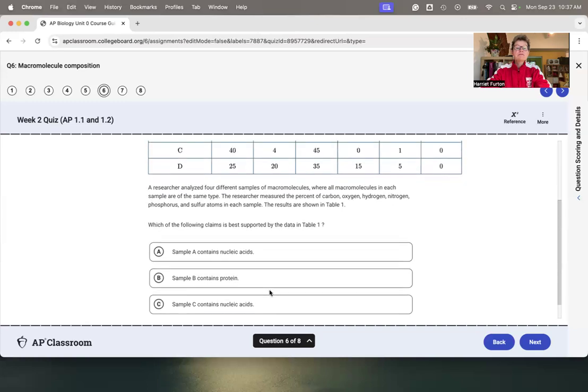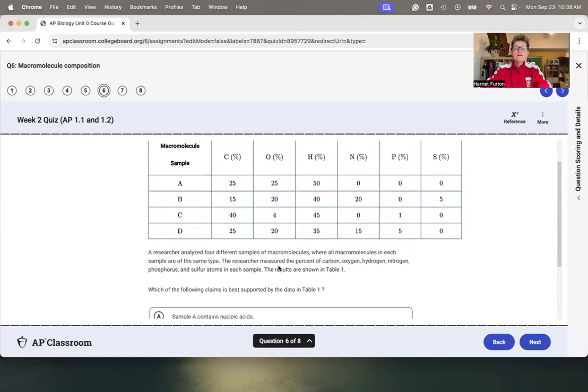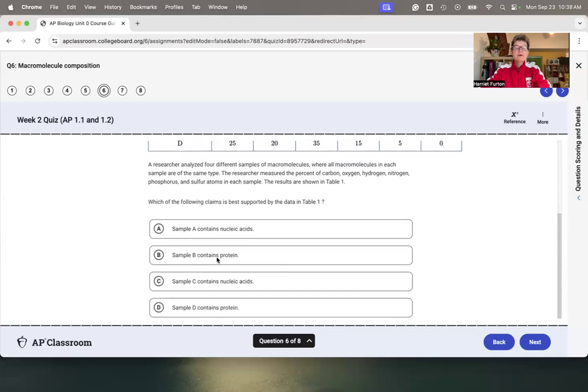Sample D contains protein. Proteins are made up of amino acids, and amino acids contain carbon, oxygen, hydrogen, nitrogen, and sometimes sulfur, but definitely not phosphorus. So sample B is the correct answer. B is the correct answer, as sample B contains protein.